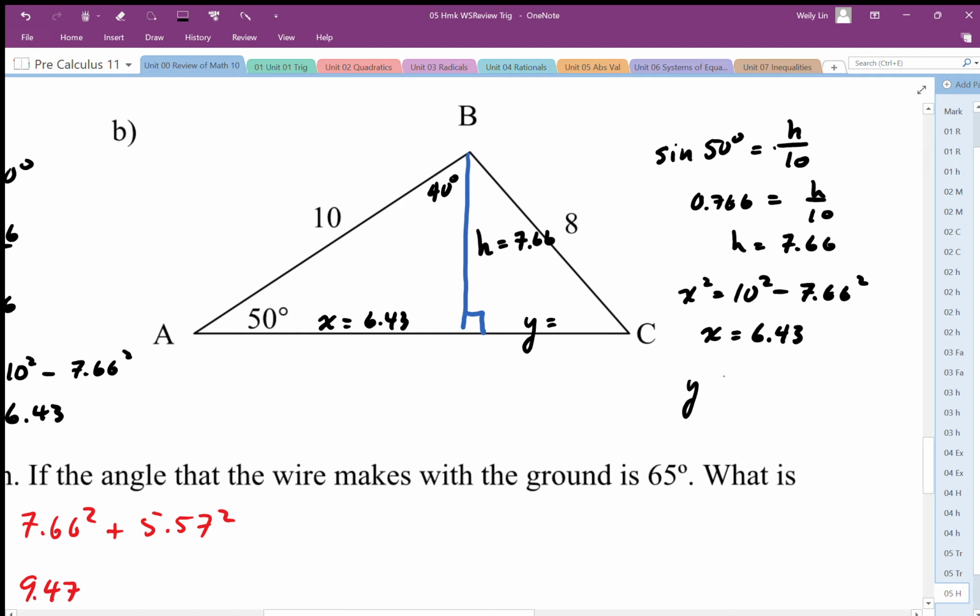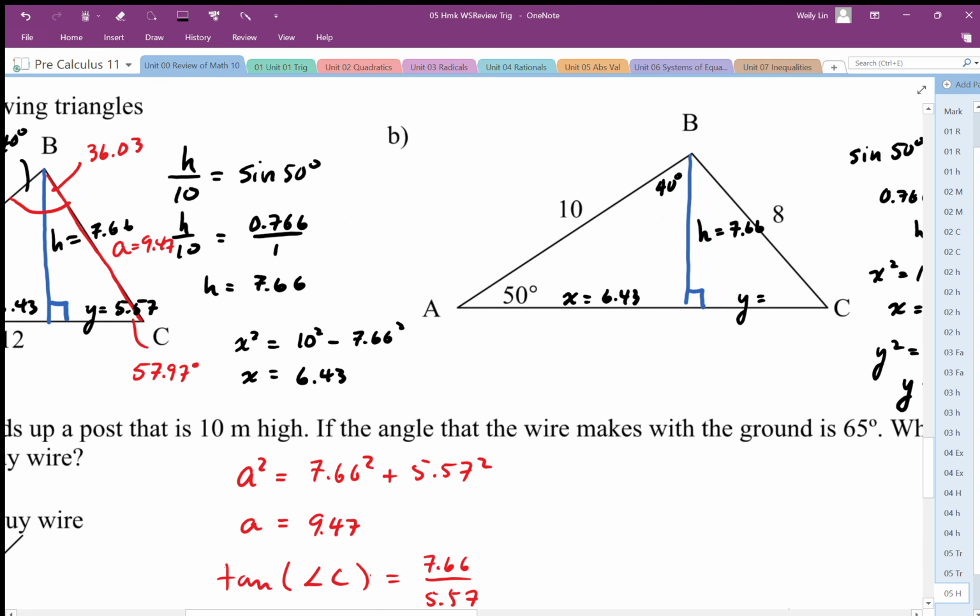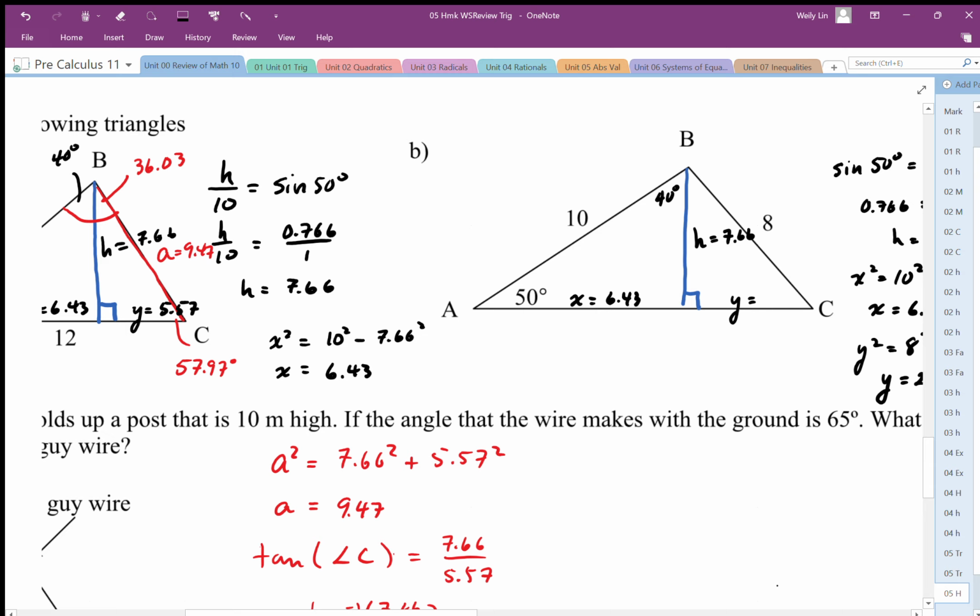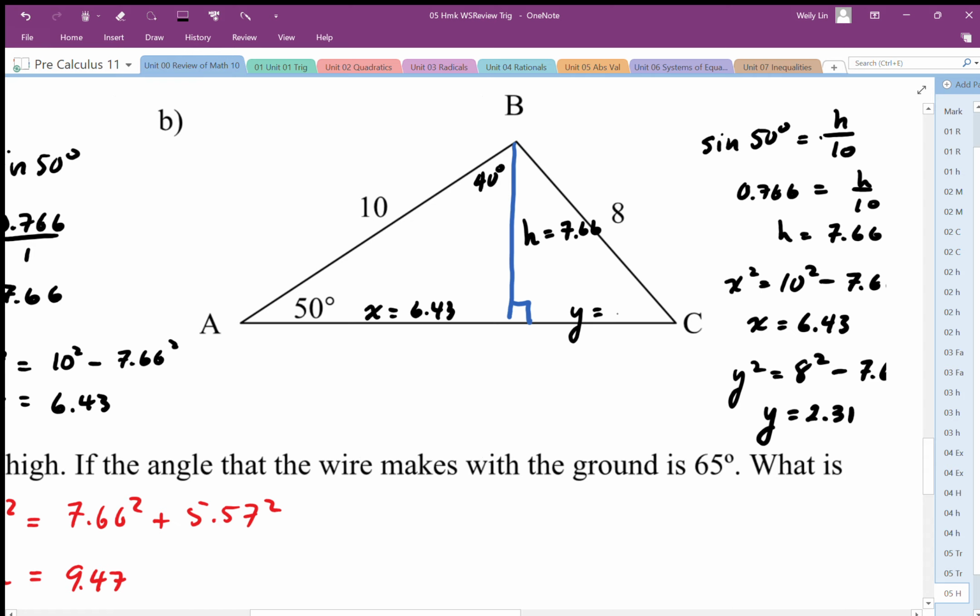So we get y squared is equal to 8 squared minus 7.66 squared. Solving for the value of y, I end up with 2.31. Okay, so this, although it's drawn wider than the previous triangle, is actually narrower. It's not drawn to scale.